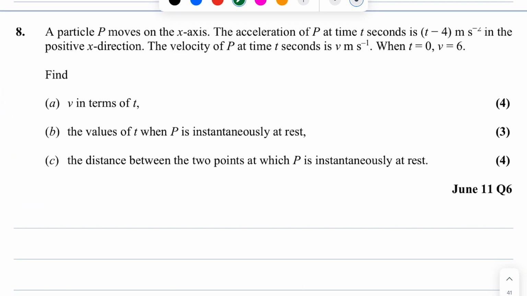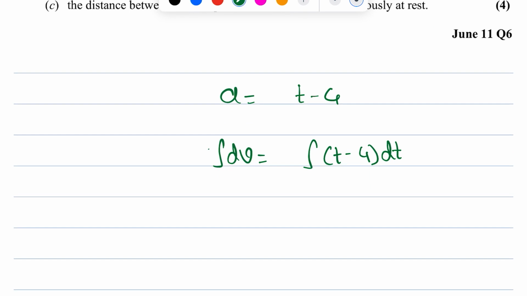Coming to the last question. A particle P moves on the x-axis. The acceleration of P at a time t is given by a equals t minus 4. The velocity is given by v. At t equals 0, v equals 6. Find v. So find the integral. The integral of dv equals the integral of t minus 4 dt. So v equals t squared upon 2 minus 4t plus c.